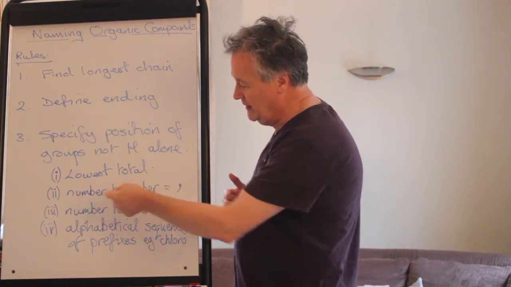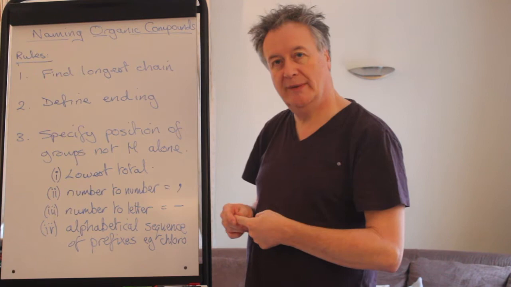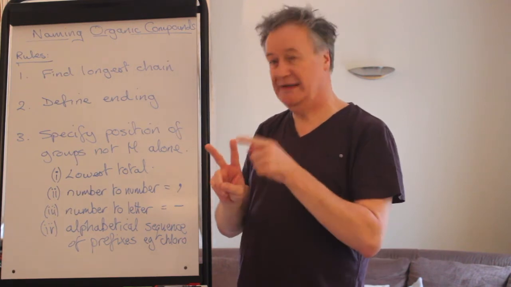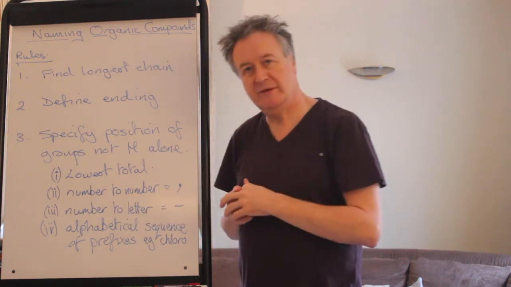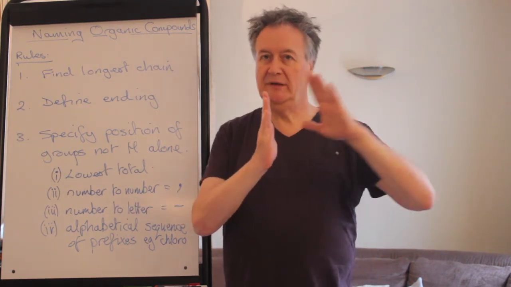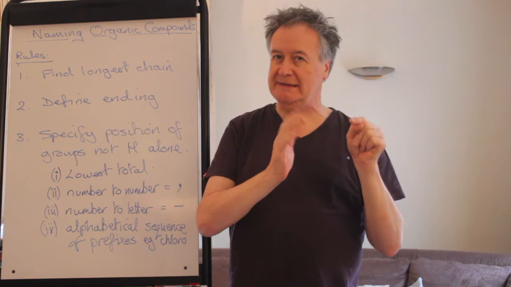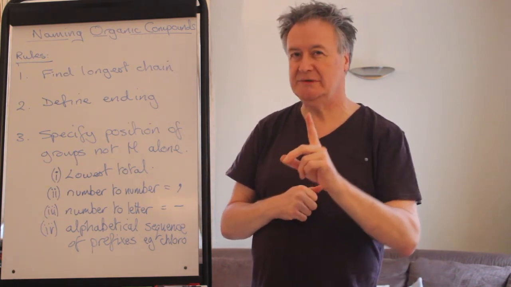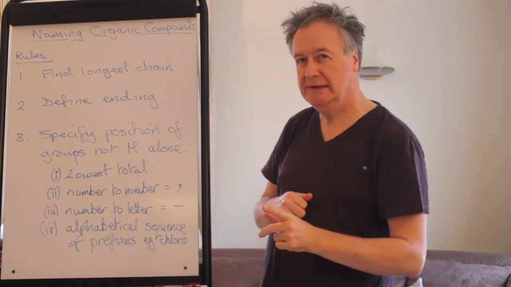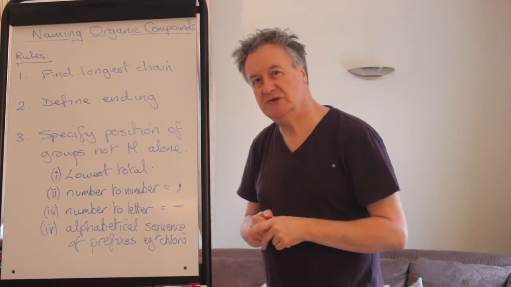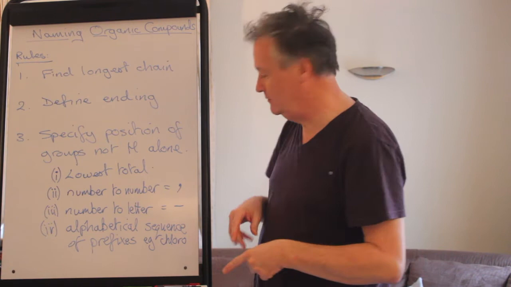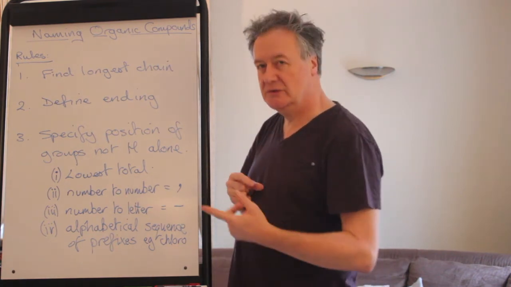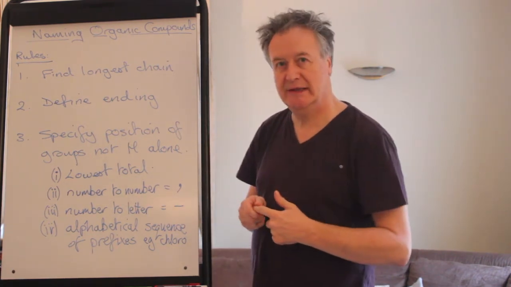When you move from a number to a number, you put a comma. So if there's two numbers next to each other, it will be 2,2, for instance. If you go from a number to a letter, so when you come off of the number and you go on to some words, it has to be a hyphen. There is one exception to that later on when you do what's called geometric isomers, but there's another video about that somewhere else on my channel. Not ready for that yet, we're at the early days of naming here.